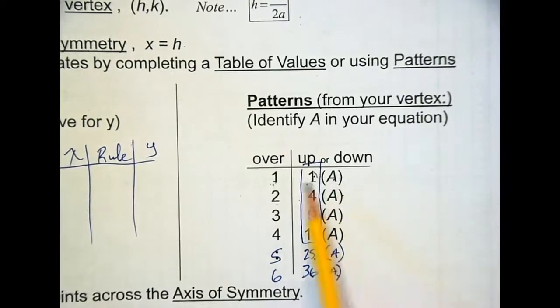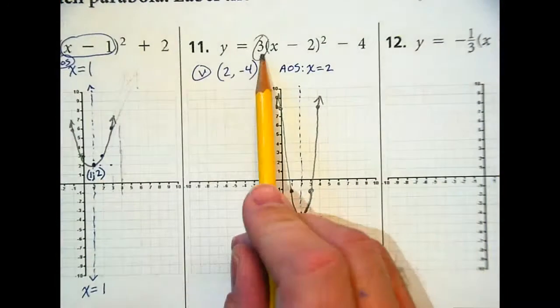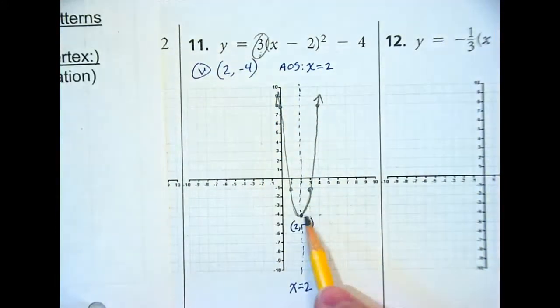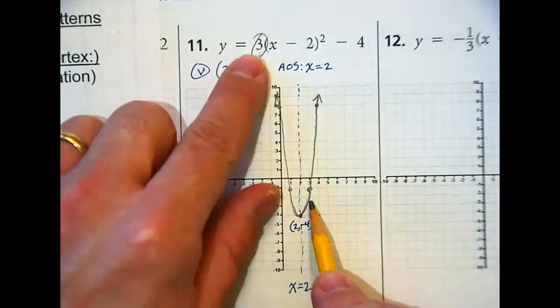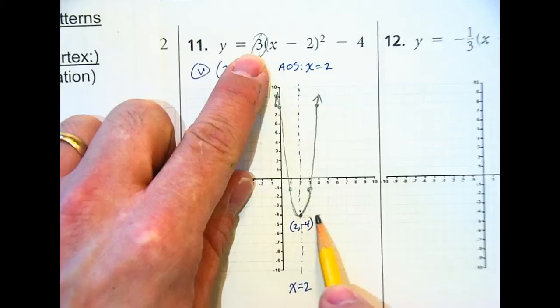So in this case, A is 3. So we're going to go over 1 and up 1 times 3. Over 2 and up 4 times 3, which is 12. So we got to multiply it by that accelerator.